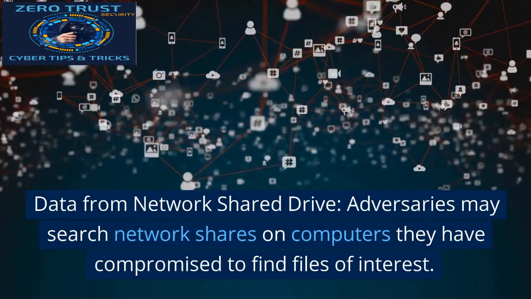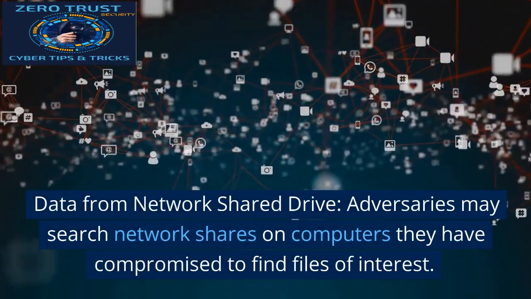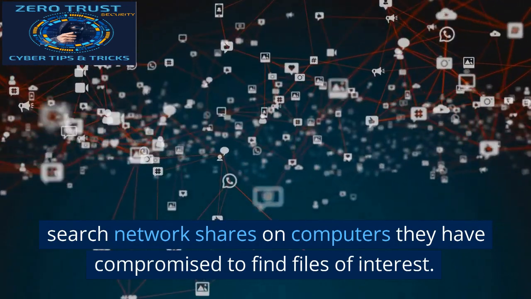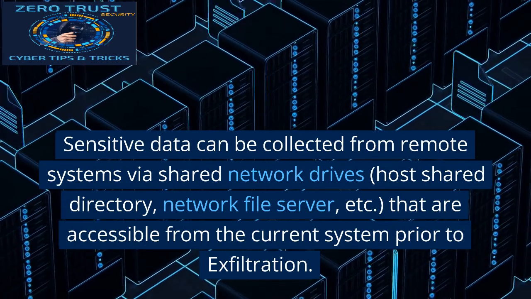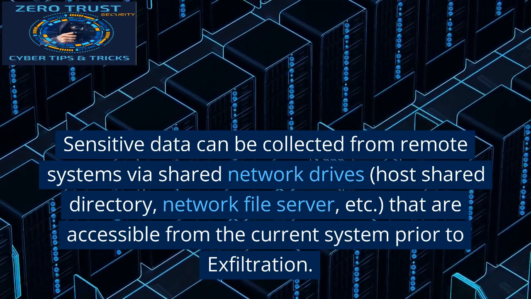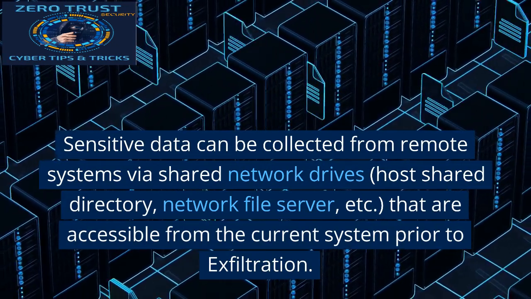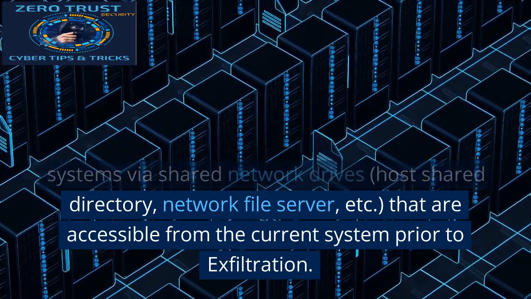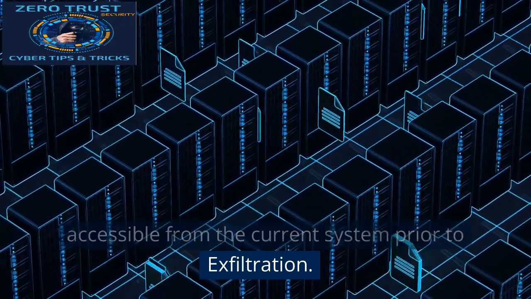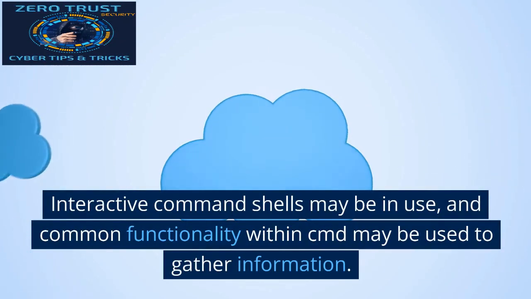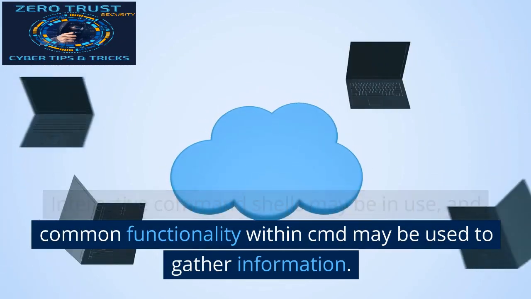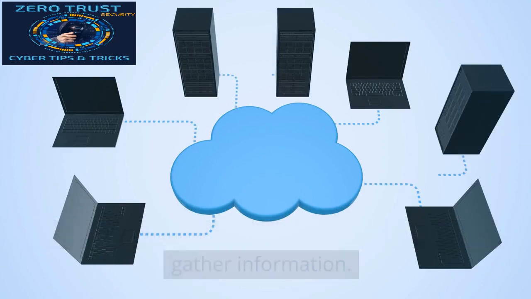Data from network shared drive. Adversaries may search network shares on computers they have compromised to find files of interest. Sensitive data can be collected from remote systems via shared network drives, host shared directory, network file server, etc., that are accessible from the current system prior to exfiltration. Interactive command shells may be in use, and common functionality within CMD may be used to gather information.